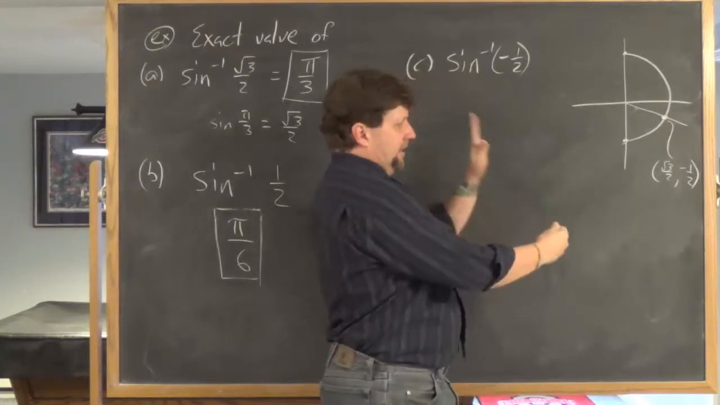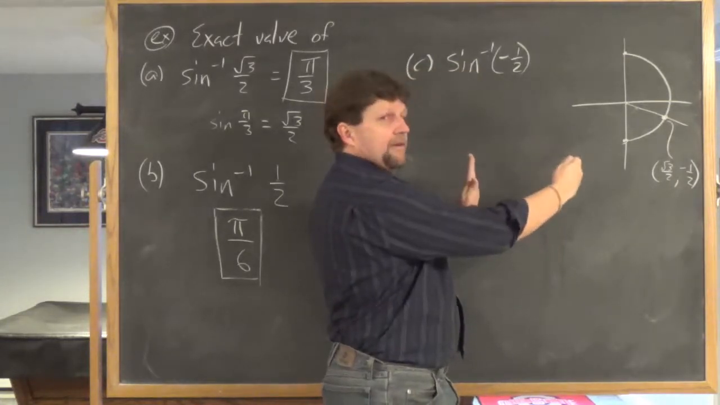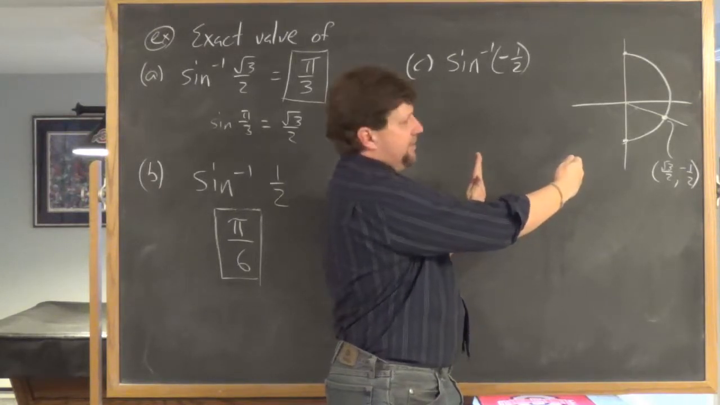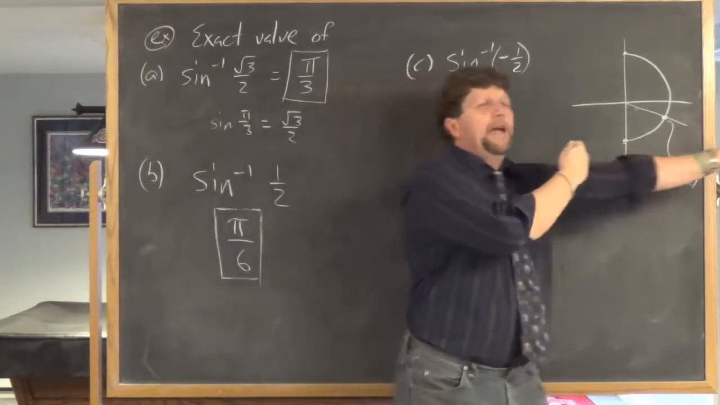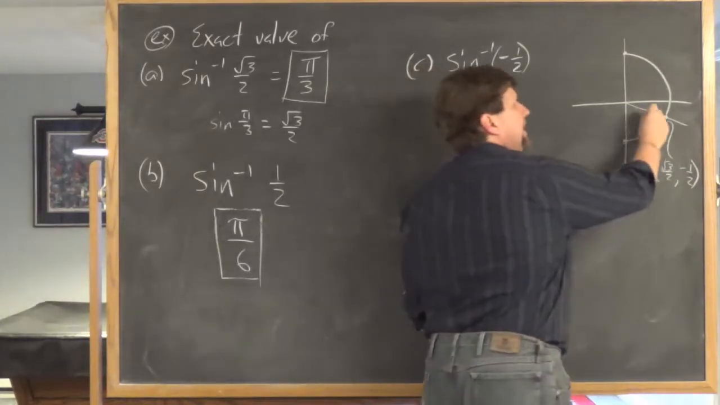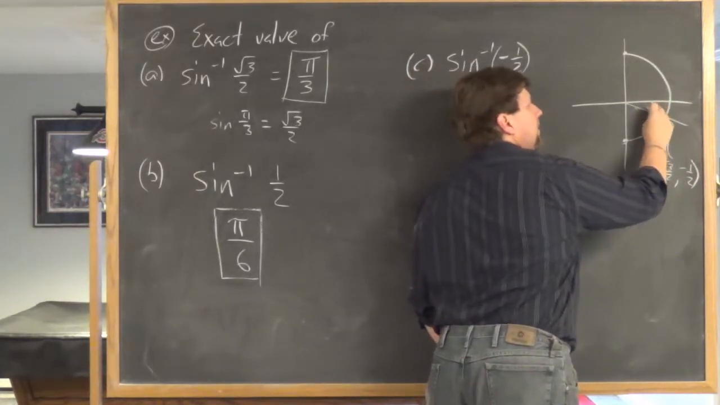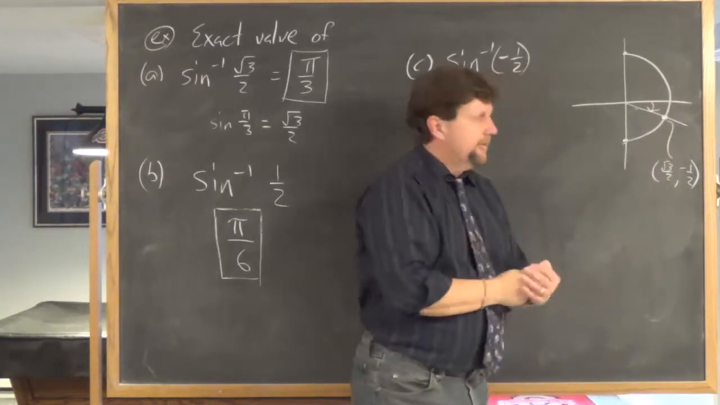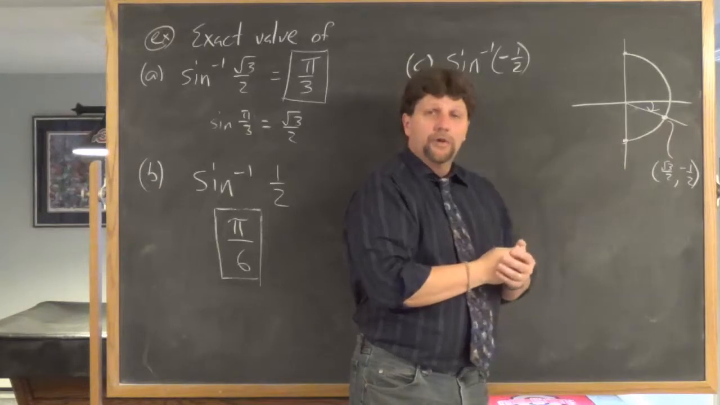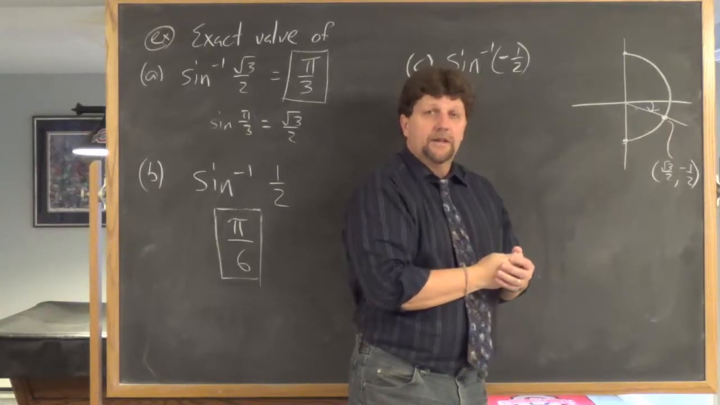Think of a number line. Here's negative pi over 2. Here's pi over 2. 11 pi over 6 isn't between those two values. 11 pi over 6 is way out here somewhere. So you really need to give that angle measurement. That will be a negative angle. It's actually coterminal to 11 pi over 6.